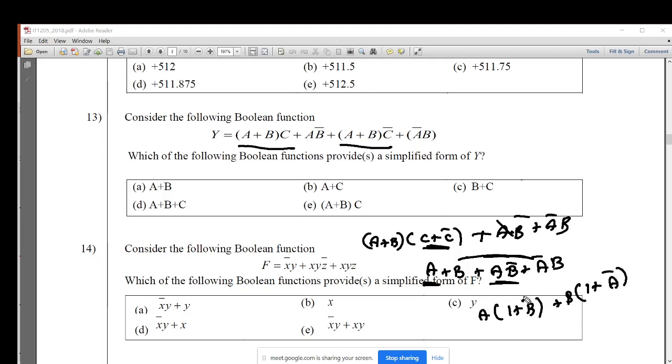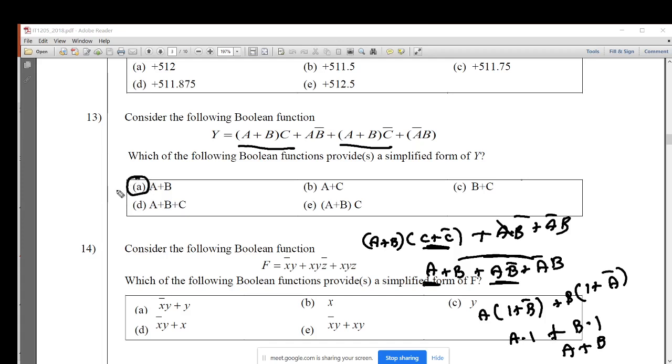So I don't mind whether B bar or whatever. 1 plus something is always 1, because in logic, when something is already true, the entire thing is going to be true. So therefore this is A dot 1, and we know that A dot 1 is anyway A, and this is B dot 1, which is B. A dot 1 is A, B dot 1 is B. So therefore the answer is A plus B.